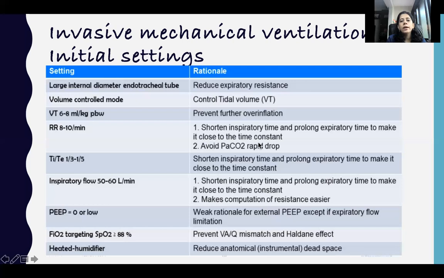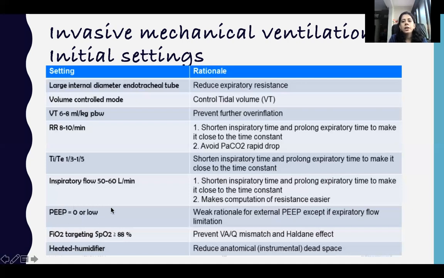We should avoid targeting PaCO2 to set our respiratory rate or our tidal volume. The I:E ratio should be set anywhere between 1:3 to 1:5. There is very poor rationale to set an I:E ratio more than 1:5. The inspiratory flow should be 50 to 60 liters per minute, which will further help to shorten the inspiratory time and to give us time for exhalation to be as close as the time constants that is there.